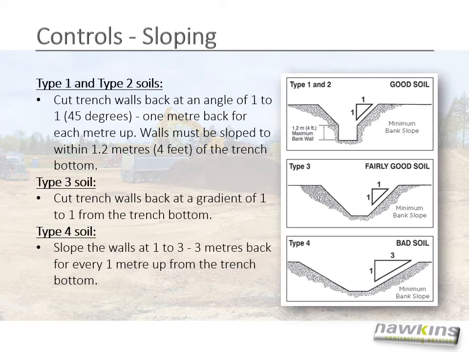For type 3 soils, cut trench walls back at a gradient of 1 to 1 from the trench bottom. And for type 4 soils, slope the walls at 1 to 3, that's 3 meters back for every 1 meter up from the trench bottom.